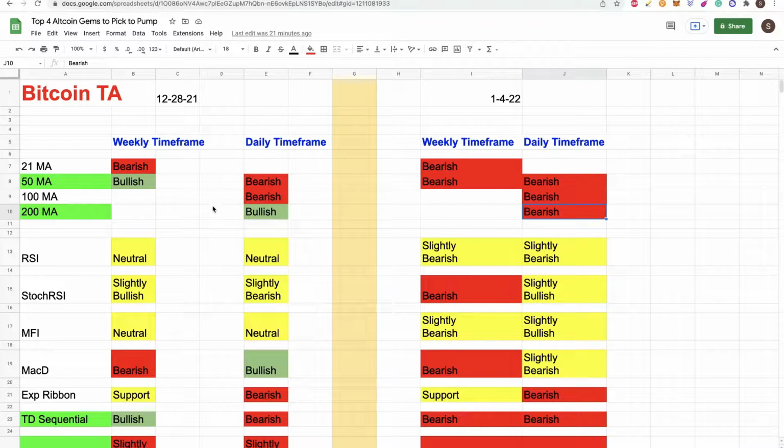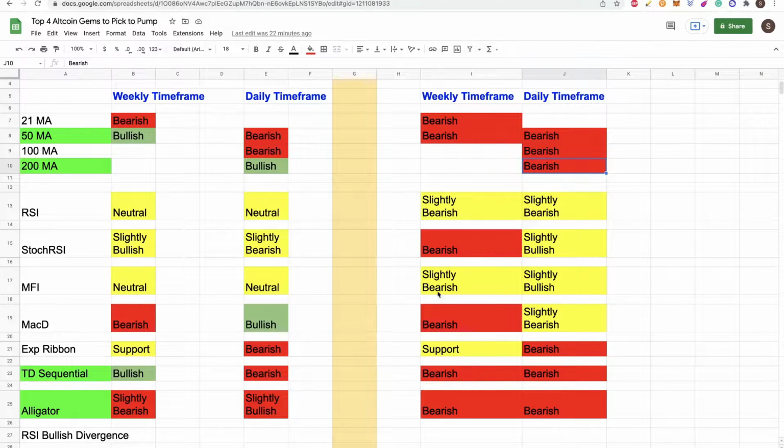The correlation between the 50 in the weekly and the 200 in the daily is very similar. So usually if you lose one, you lose the other. So in this case, we are bearish in both time frames. And you can see in the weekly time frame how many things that were slightly bullish or bullish are now bearish or slightly bearish. So right now the weekly time frame is really bearish.